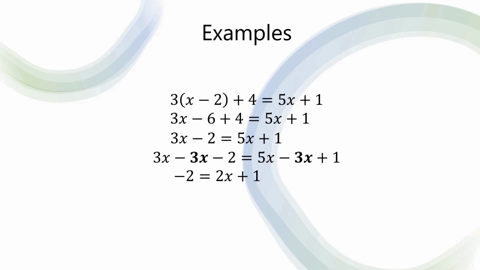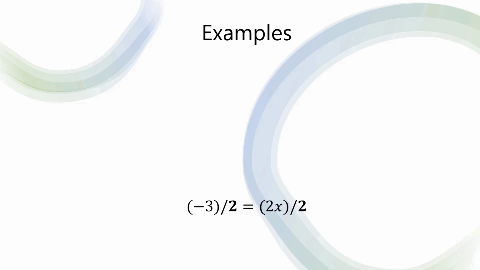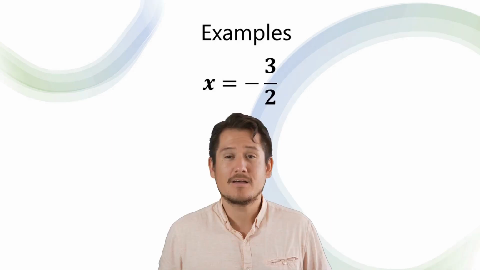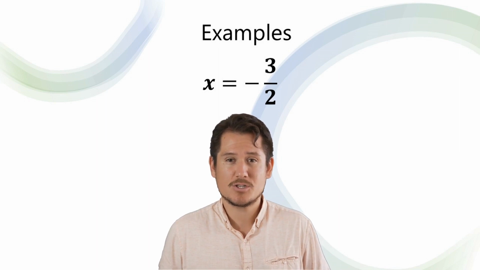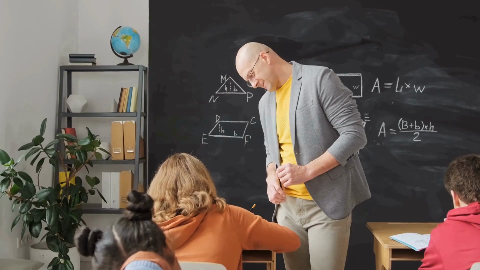Continue to isolate the variable x by subtracting 1 from both sides. Minus 2 minus 1 equals 2x plus 1 minus 1. This results in minus 3 equals 2x. To find the value of x, divide both sides of the equation by 2. Minus 3 divided by 2 equals 2x divided by 2. This simplifies to x equals 1.5. Congratulations, you successfully solved the equation and you determined that x is equal to 1.5.